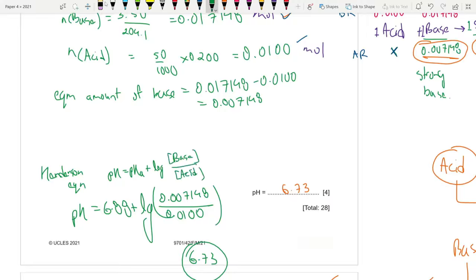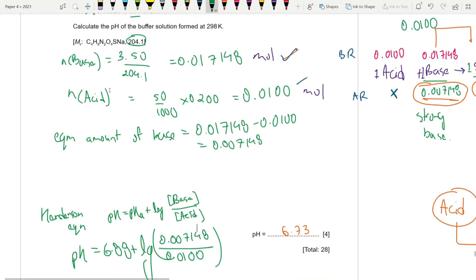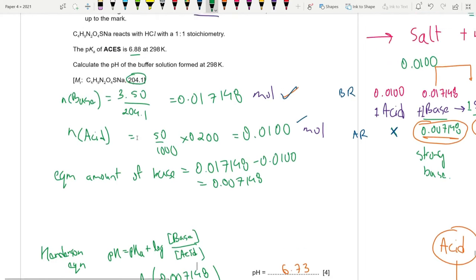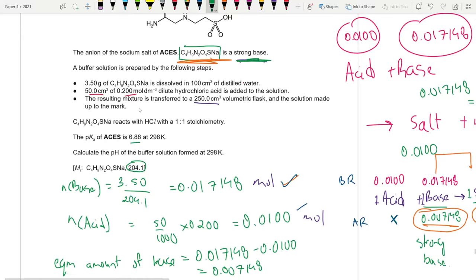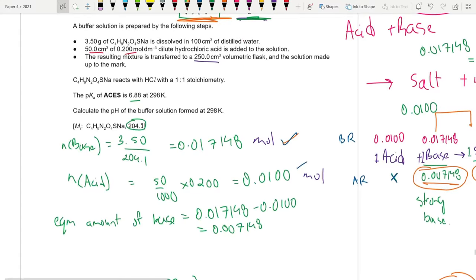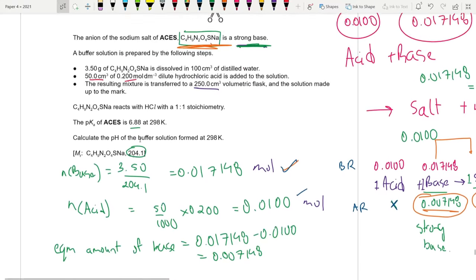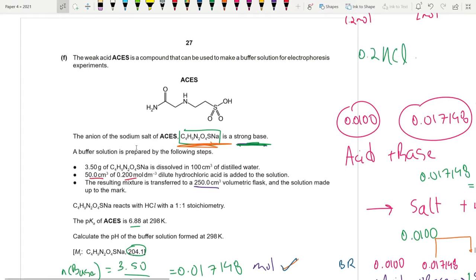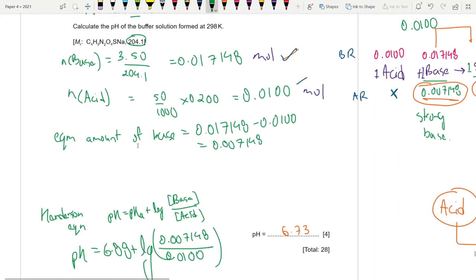So we found out the equilibrium amount of the base. That means the anion of aces. It's not aces itself, but the anion. Basically, C4H9N2O4S⁻ is the anion and this is the cation. Together they form a salt, but the base is the anion actually. So that's what we found out over here.